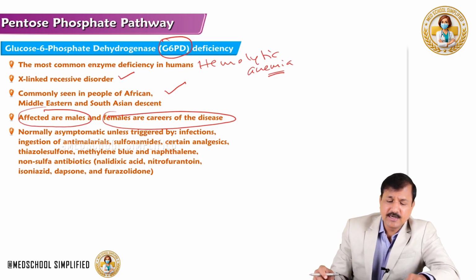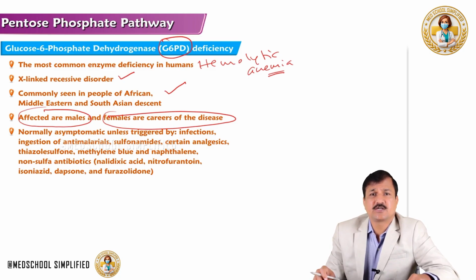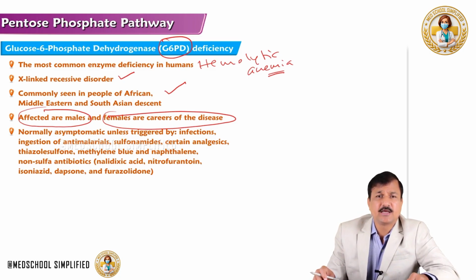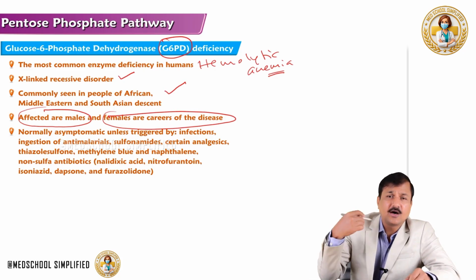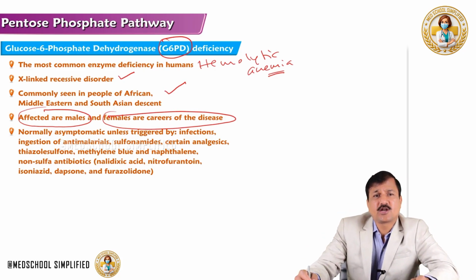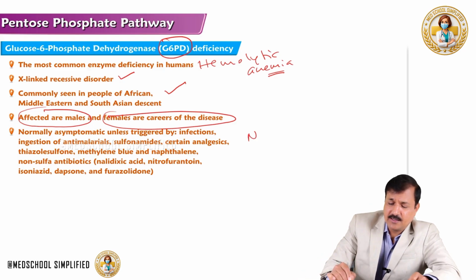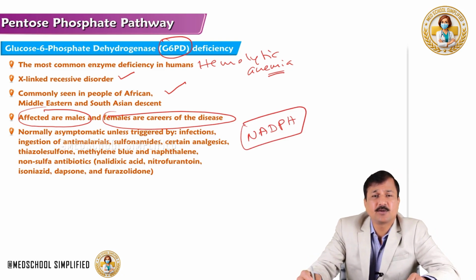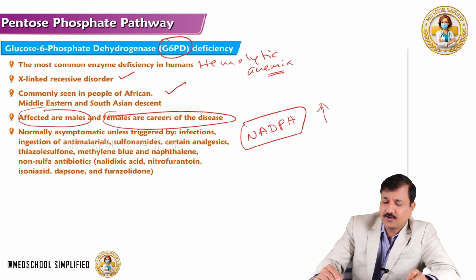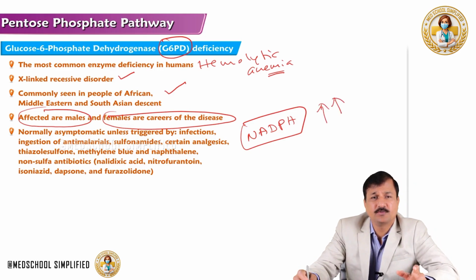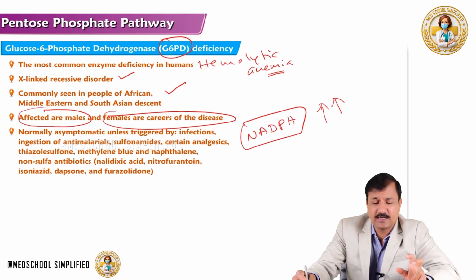Now, note that it is a G6PD deficiency. It's not complete absence of G6PD. That means some amount of glucose-6-phosphate dehydrogenase enzyme is still present in these patients, and that will conduct the oxidative phase of pentose phosphate pathway and will make necessary NADPH plus to maintain the basal metabolic needs of the cell. Now, whenever there is an increased demand for NADPH plus because of so many triggering events, at that time these patients become symptomatic.